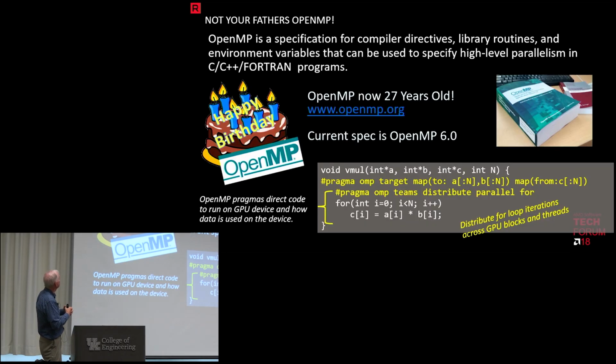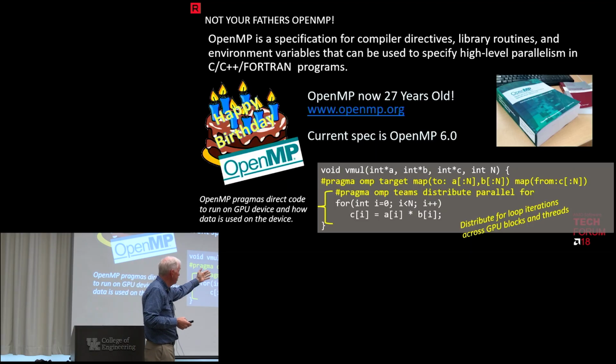Okay, OpenMP. Unfortunately, I need to read here because it's put together. This is really what it is: a specification for compiler directives, library routines, and environment variables. The current spec is OpenMP 6. You can see it's over 600 pages, so there's a lot of detail in the specification that actually grew from OpenMP 4 to OpenMP 5. We added tools interfaces and debugging interfaces to the OpenMP spec.